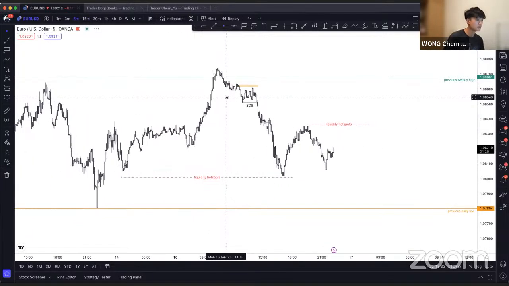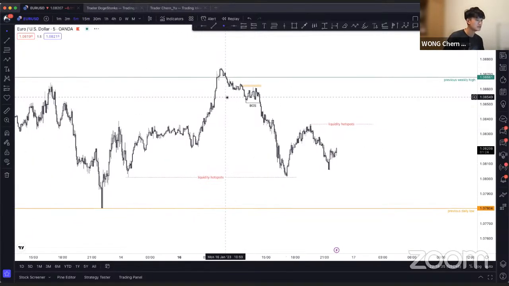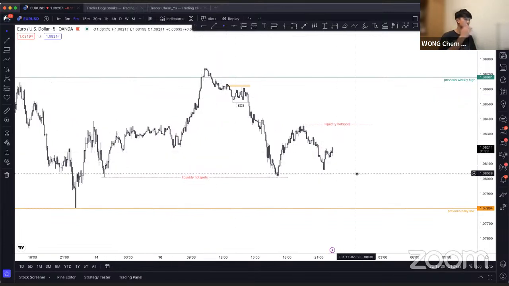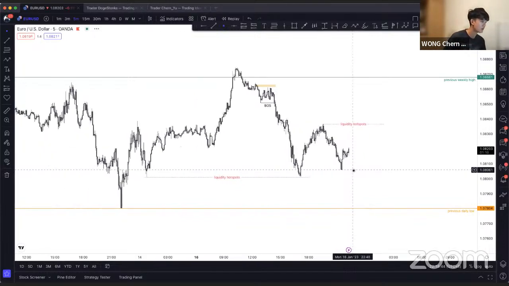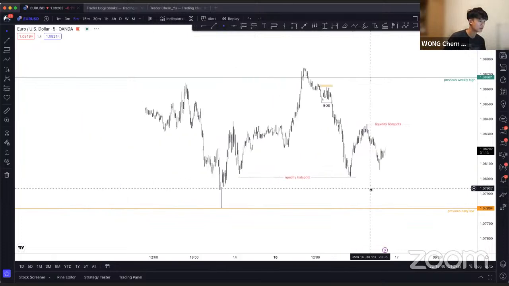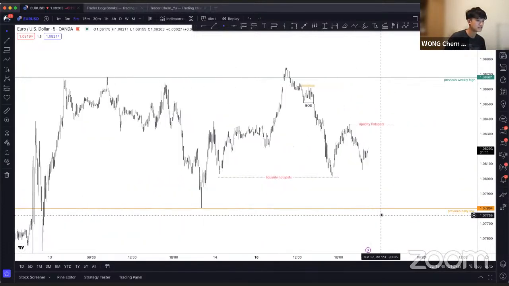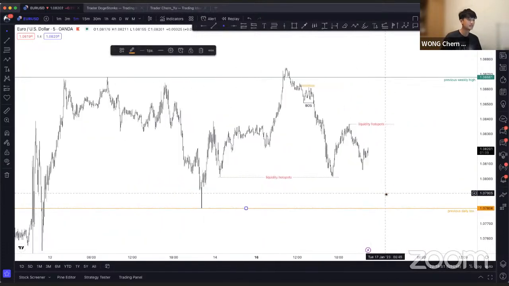If you're talking about the 5 minutes time frame, we can see that price is still in range, forming lower highs and higher lows, which is a very clear sign of a range bound market. Okay, and that is a factual statement. Okay, and I believe that this previous daily low can be tapped into and can actually be targeted.